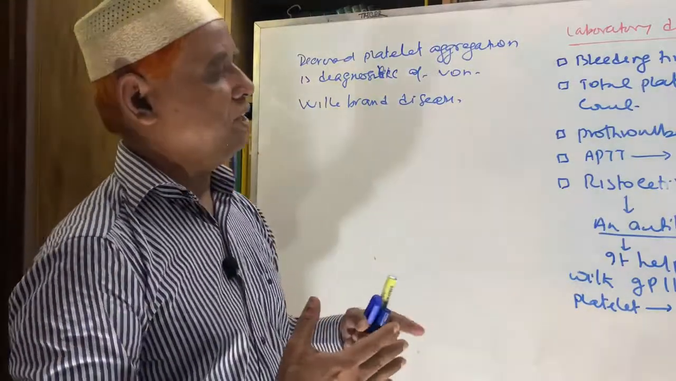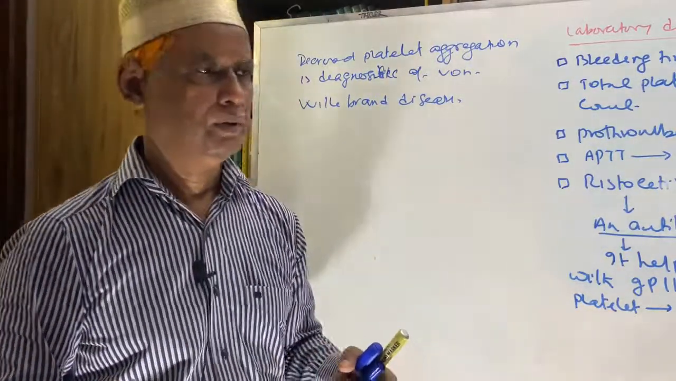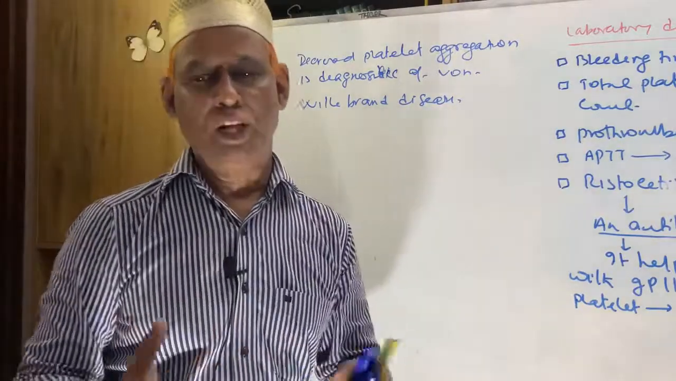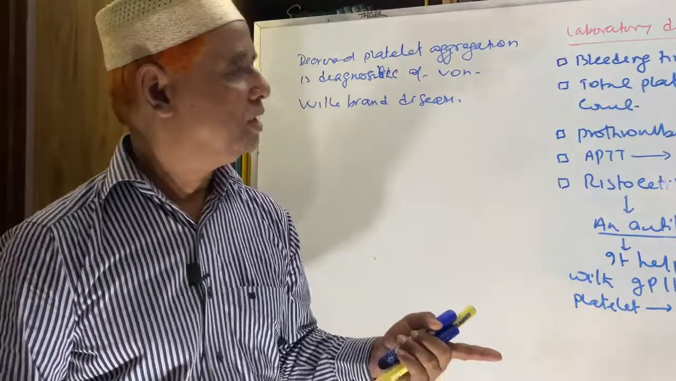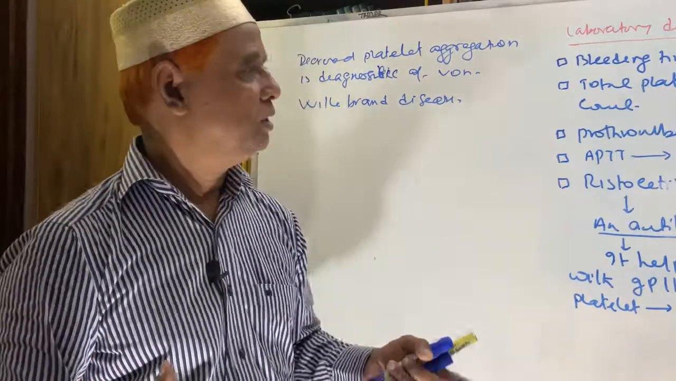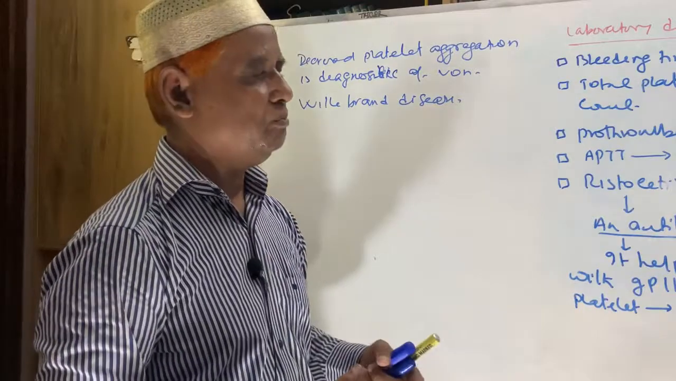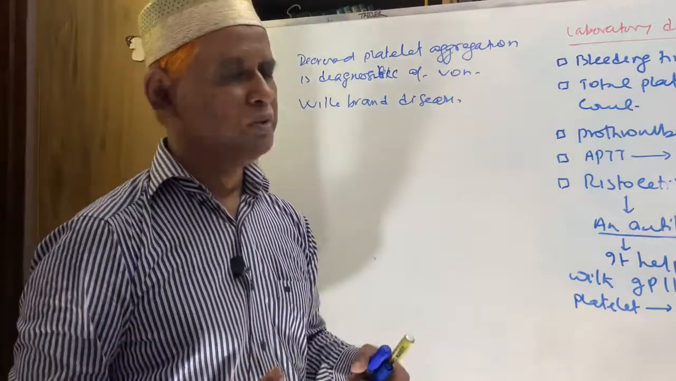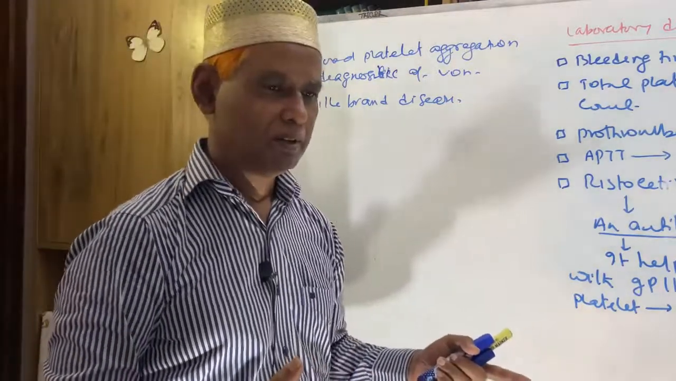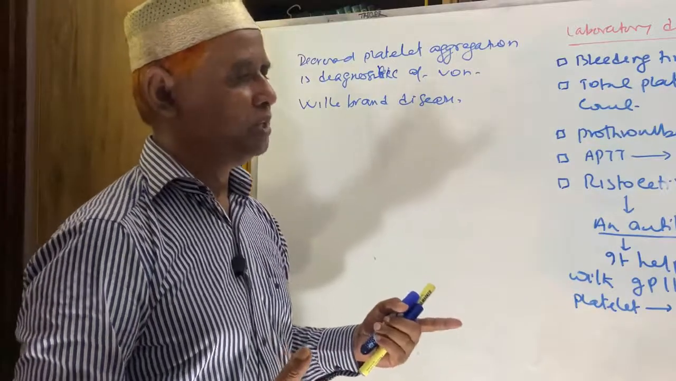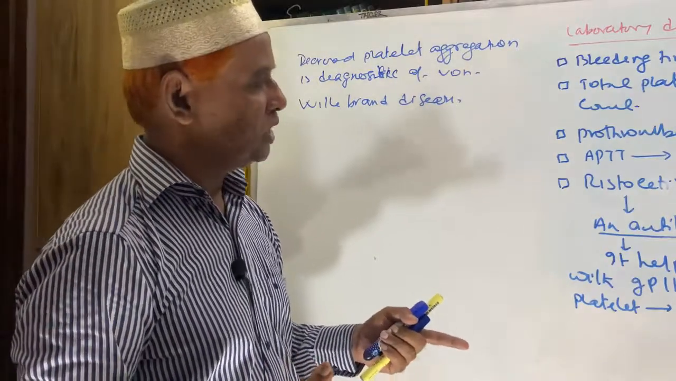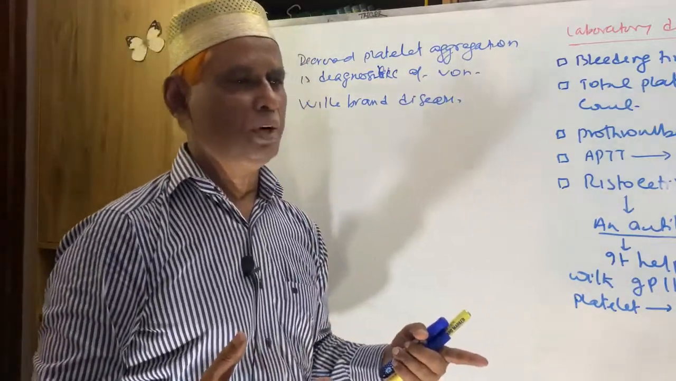Whatever may be the defect, either deficiency or defect, there is no addition of platelet. As there is no addition of platelet, there is prolonged bleeding time. As there is no sufficient stabilization of factor 8 due to low level of or defective von Willebrand factor, the intrinsic pathway of coagulation cascade is not activated, so there is increased activated partial thromboplastin time. It is 3 types: type 1, type 2, type 3.